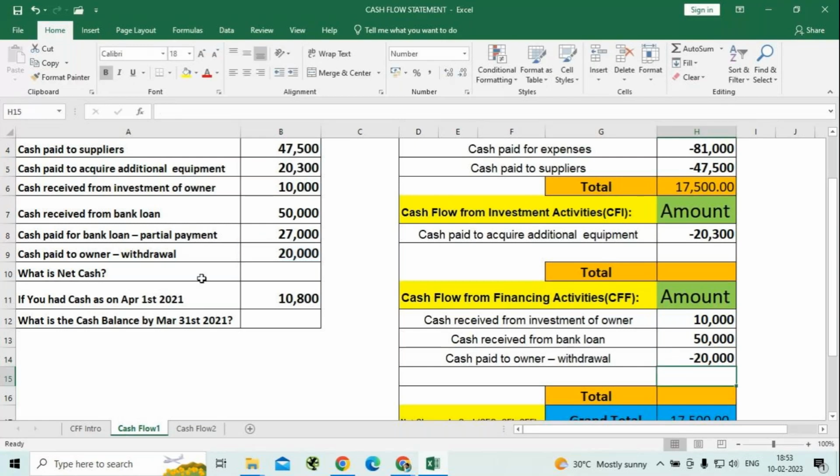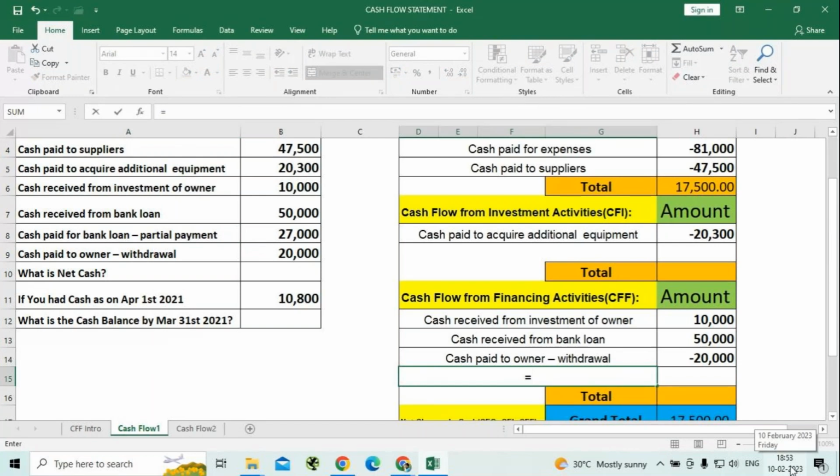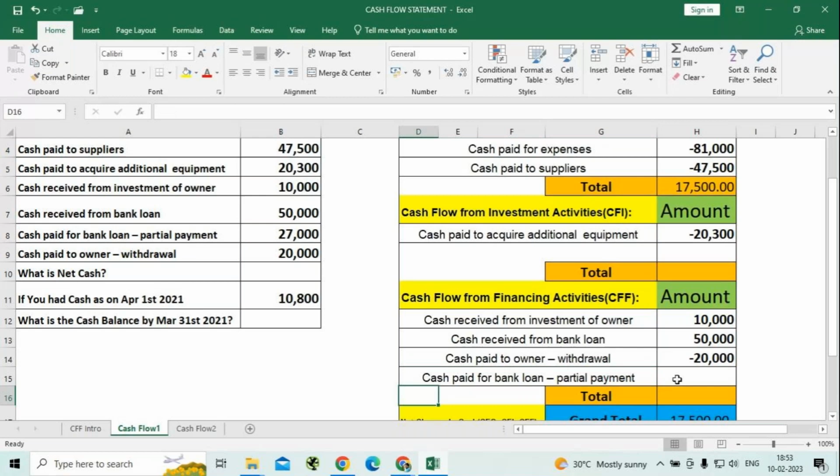Okay, in between I've left out one more. So cash paid for bank loan. That means after taking the loan, I've paid for that period, so the money is going out. So it is 27,000. Is there anything we have left out till now? No. So we have taken all the values.